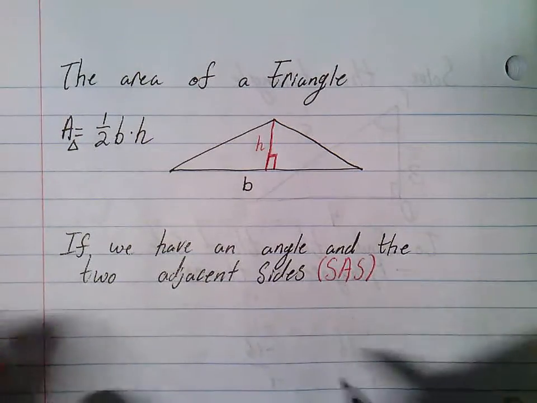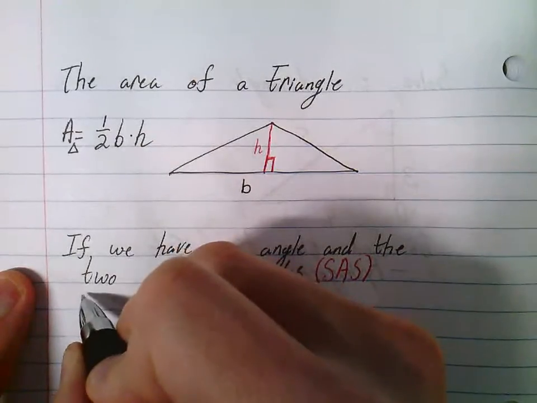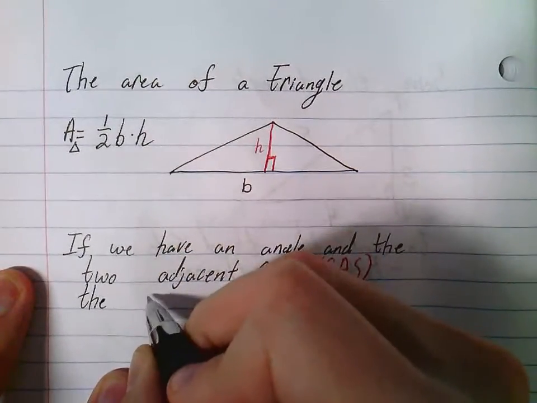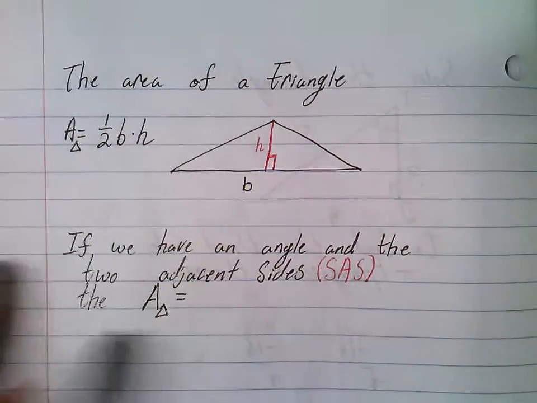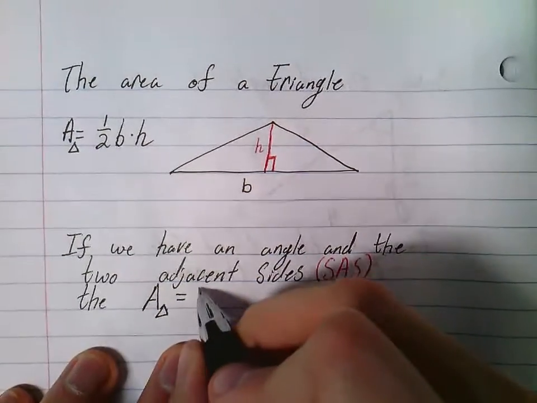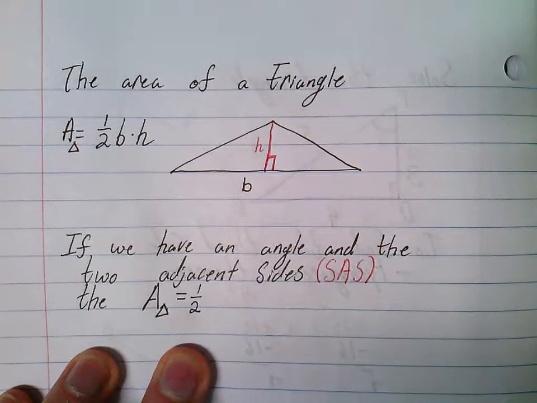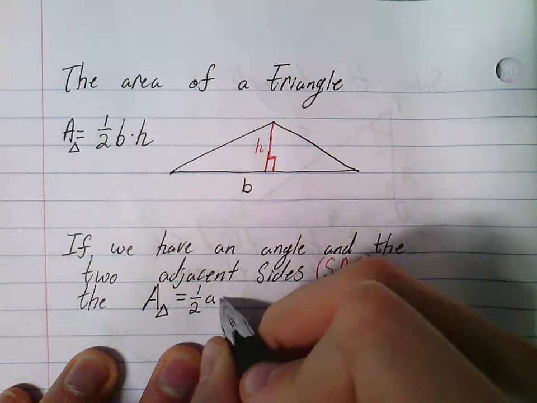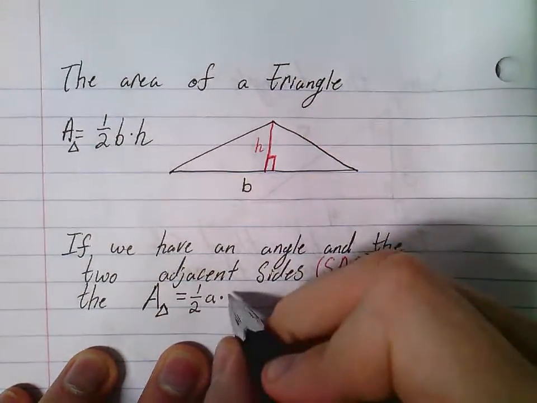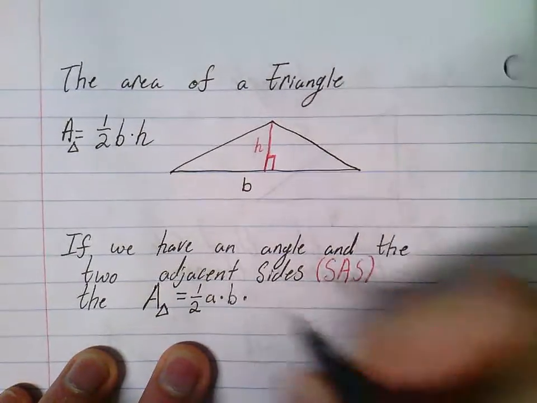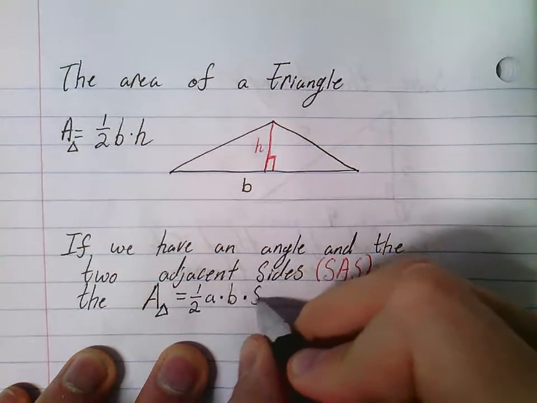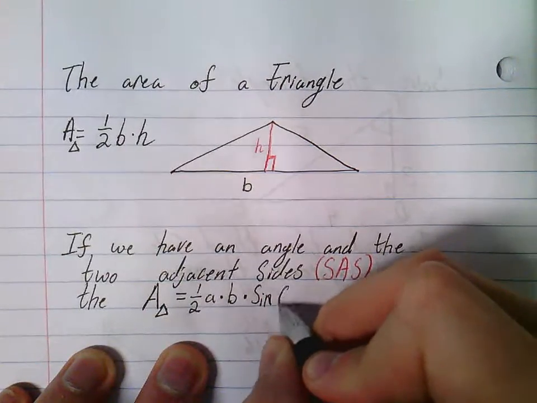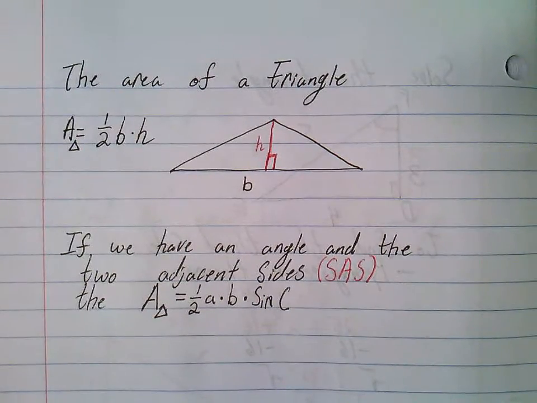If we have an angle and the 2 adjacent sides, the area of the triangle is equal to, well, this is going to be pretty similar, 1/2 the side length A times the side length B times the sine of C. All right, and let's label this here.